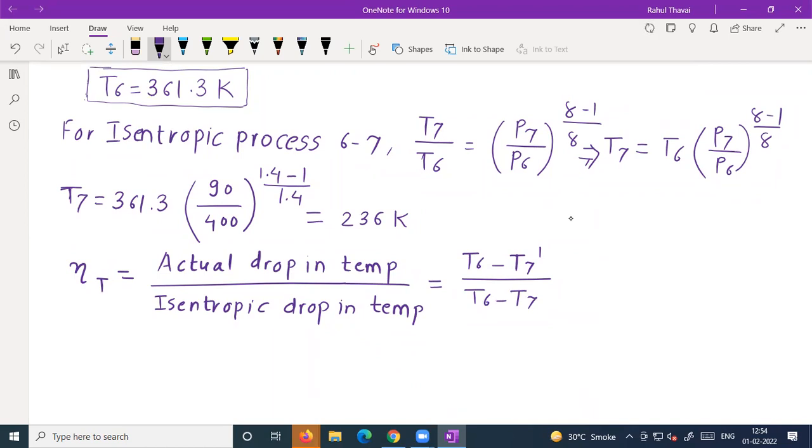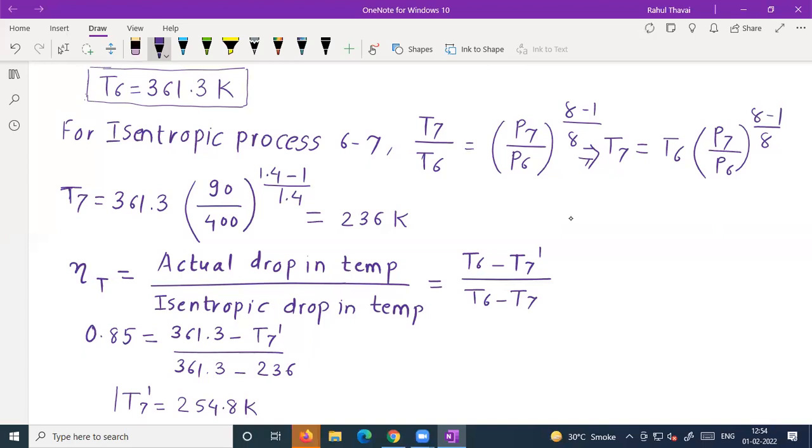Okay, now let us put the values. We know the turbine is 85% efficient. The value of T6 is 361.3 minus T7 dash, which we are supposed to calculate, divided by T6, 361.3 minus T7, 236. From this, we will get T7 dash, which comes to 254.8 Kelvin. So this is the value for T7 dash we got. Now we know every value.